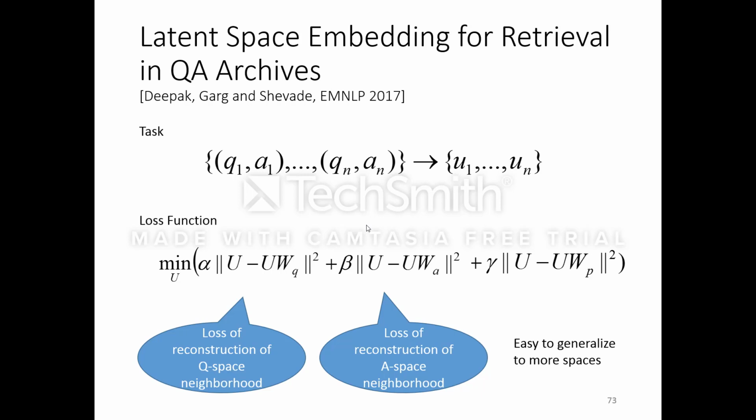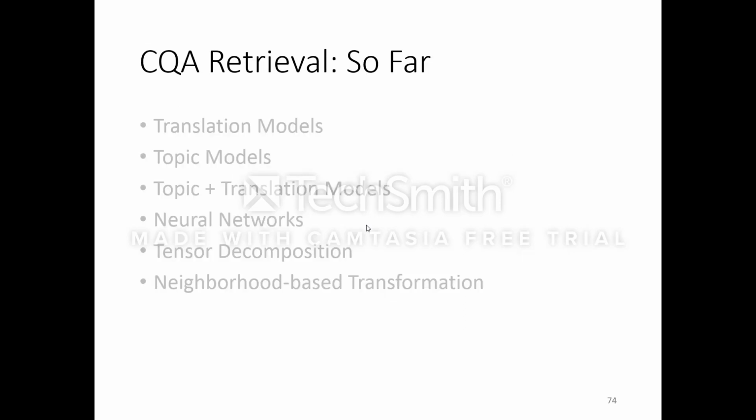Okay, so that brings us to the end of this neighborhood based transformation method. So we have looked at methods for CQA retrieval which make use of translation models, which make use of topic models, which make use of both of them, which make use of neural networks, in particular autoencoders and so on, and tensor decomposition. And finally, at the end of it, we looked at neighborhood based transformation methods.